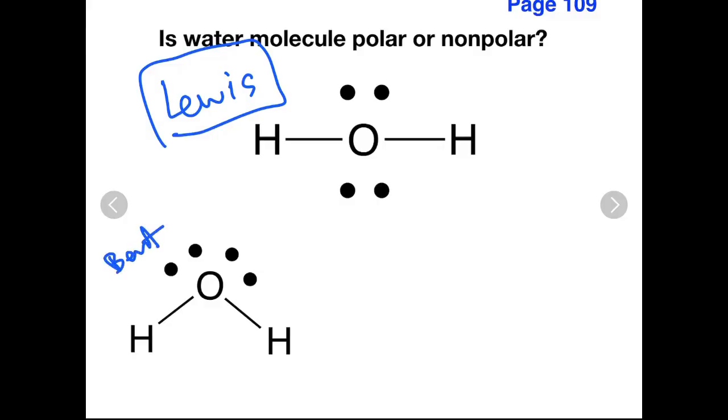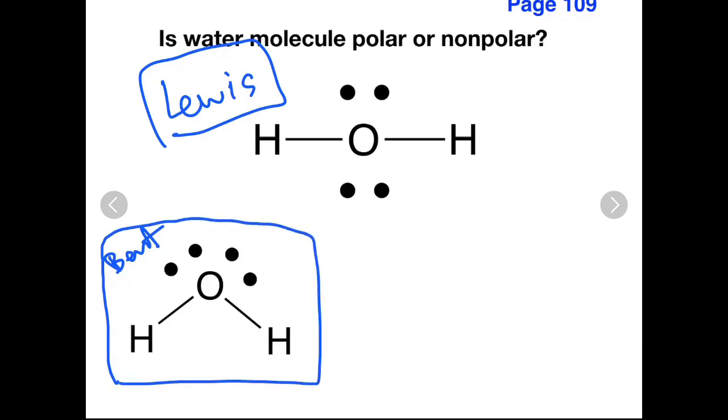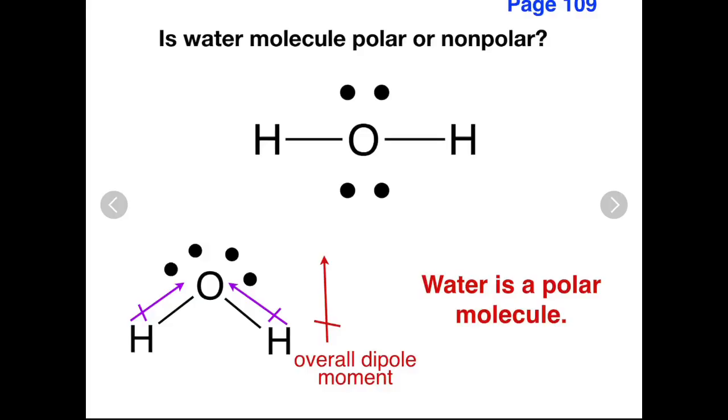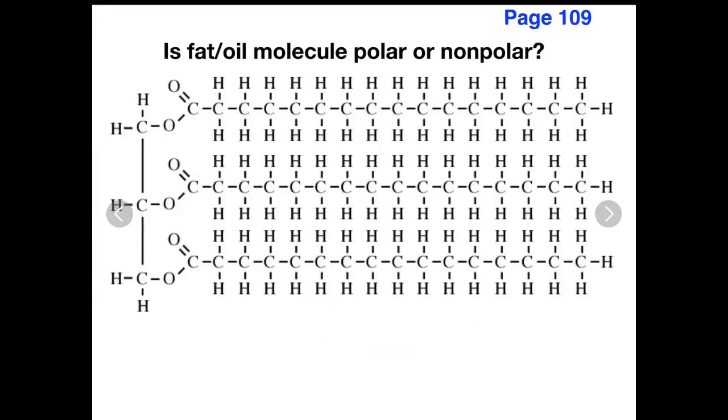Okay, you need to use the correct geometry in order to find out the polarity of the molecule. Okay, so in this case, as I mentioned earlier, because oxygen has higher EN value, it's going to pull electrons toward itself, and the overall dipole moment will go toward oxygen. Therefore, this molecule would be polar. Next, we are going to take a look at the large molecules such as fat or oil molecule.